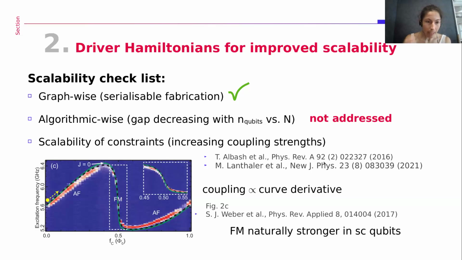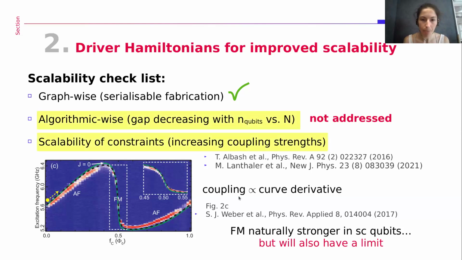So in this case, we start with some advantage with respect to, for example, the L8Z scheme, because here we're dealing with 2-local couplings of the ZZ type, and superconducting qubits already naturally have a larger ferromagnetic coupling than they do antiferromagnetic, but this will also have a limit. So we want to think about how we can try and mitigate this. Yeah, we're going to be focusing on this.